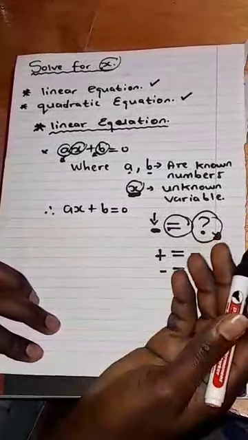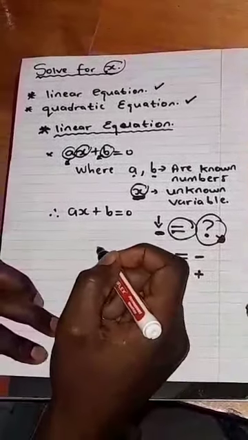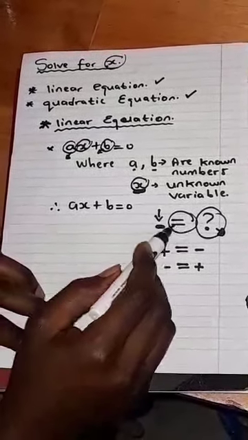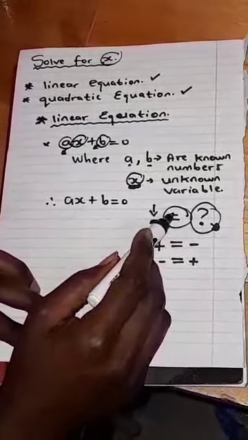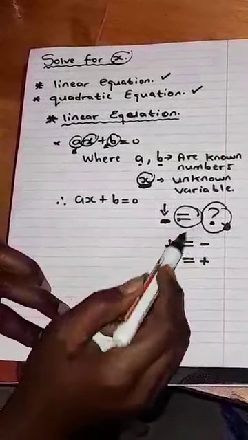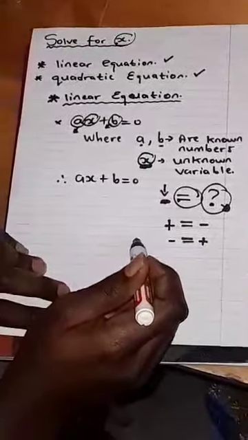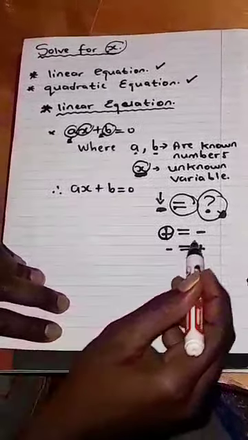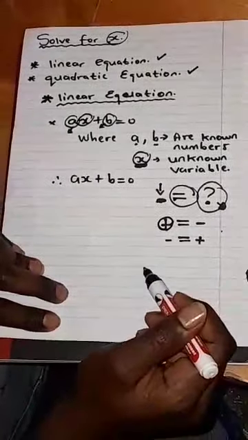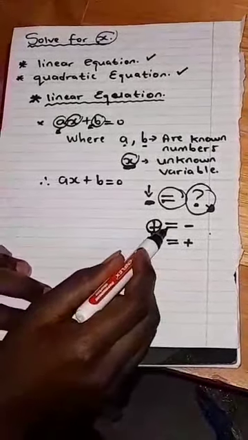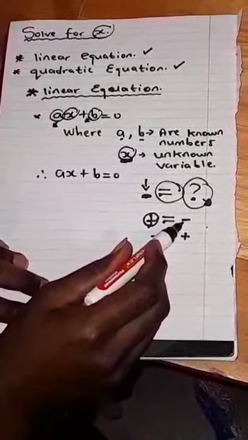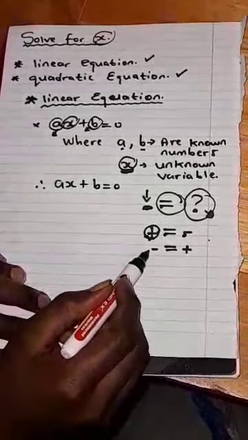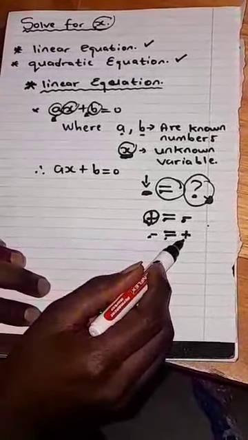Coefficients are numbers without any alphabet or any unknown variable. Let's take 1, 2, 3, 4. Any number is a coefficient. So your unknown variable must be equal to a coefficient or any number. When we solve this x, first you must know this. We have a positive sign on this side of the equal sign, and we have a negative sign on this side of the equal sign. So when a positive jumps the equal sign, it becomes negative. When a negative jumps the equal sign, it becomes positive.